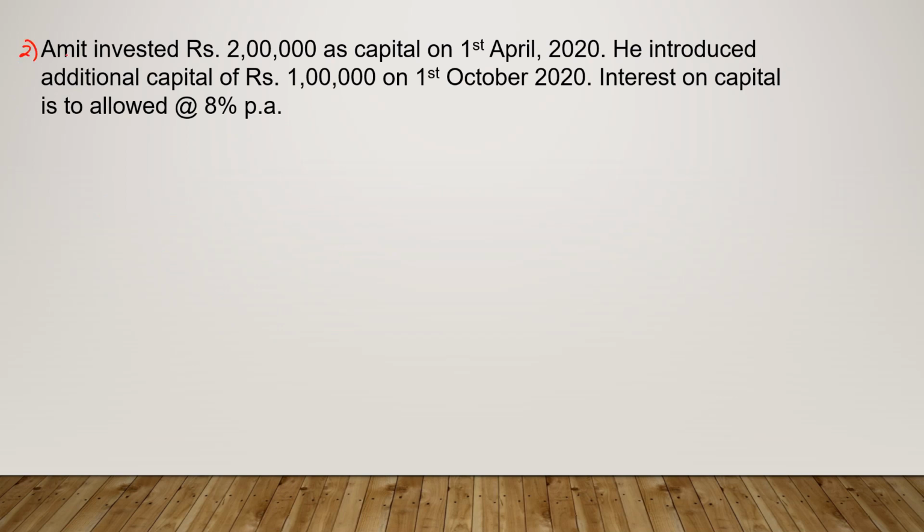Example number 2. Amit invested rupees 2 lakh as capital on 1st April. So he also started business with 2 lakh rupees. He introduced additional capital of 1 lakh on 1st October 2020. So on 1st October 2020, he brought in 1 lakh more as capital. Now, interest on capital is allowed at the rate of 8% per annum. So now, from this we understand that at the beginning of the year, he had invested 2 lakh.